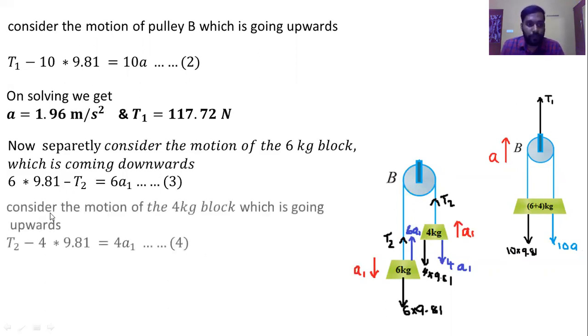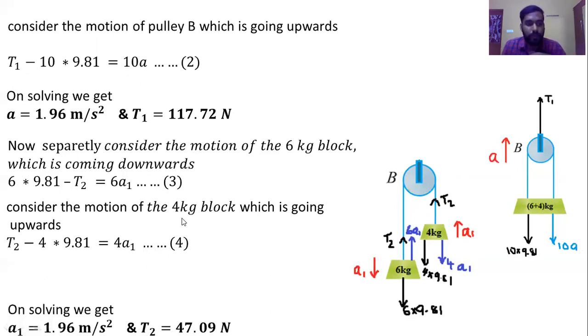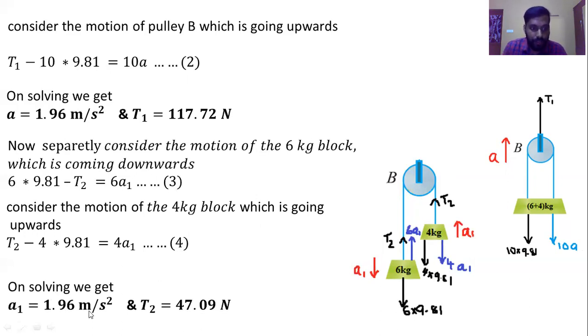Fine. So I want to consider the motion of the 4 kg block, which is going upwards. Taking upward as positive, T2 minus 4 into 9.81 equals 4A1. So two equations, two unknowns, T2 and A1. We can solve. A1 is 1.96 meter per second square and T2 is 47.09 Newton. Finally, we need to write the net acceleration of the blocks.